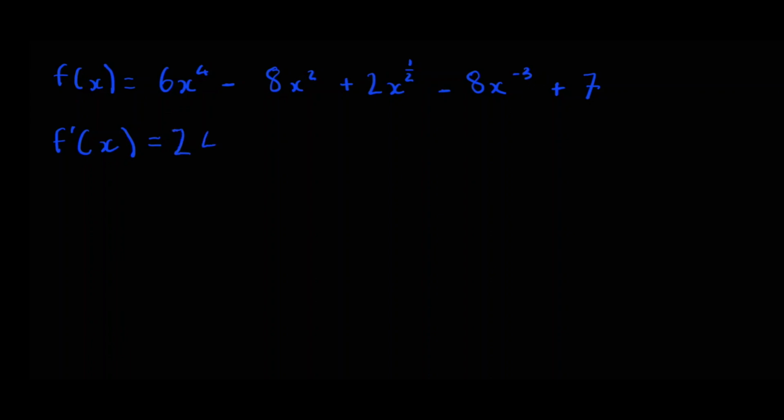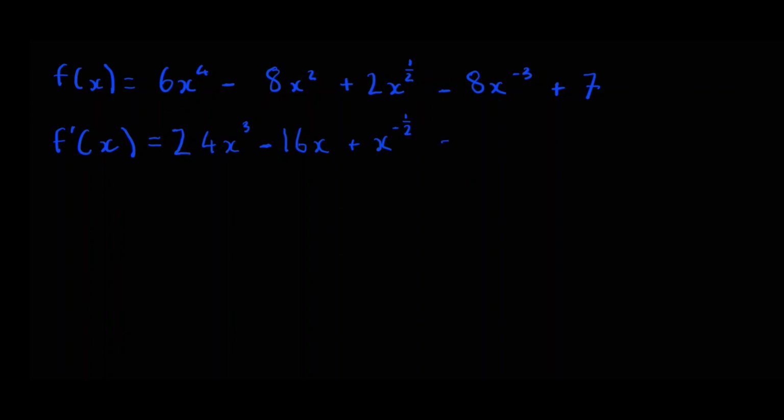So the first term we have is 6x to the power of 4, so that becomes 24x to the power of 3. Next we have minus 8x squared, so 2 times 8 is 16. It becomes 16x. And then next we have 2x to the power of 1/2, so 1/2 times 2 is 1. So it just becomes x to the power of negative 1/2.